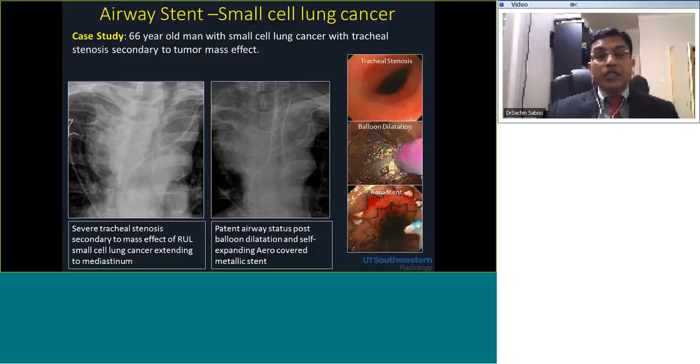Another indication for stents is cancer, which can cause narrowing of the airway, as in this case, a 66-year-old man with small cell lung cancer causing tracheal stenosis, as you can clearly see on these images, and that is secondary to mass effect from this lung cancer and mediastinal adenopathy. The patient successfully underwent balloon dilatation and stent placement, and we can see that on those bronchoscopic images. This was the area of tracheal stenosis. The patient underwent balloon dilatation and Aero stent placement, which is a metallic stent.